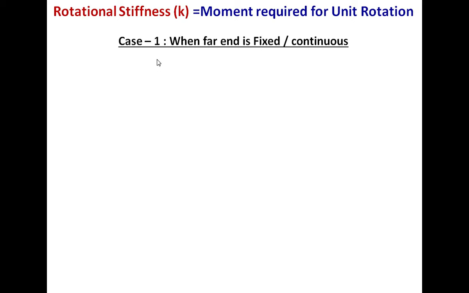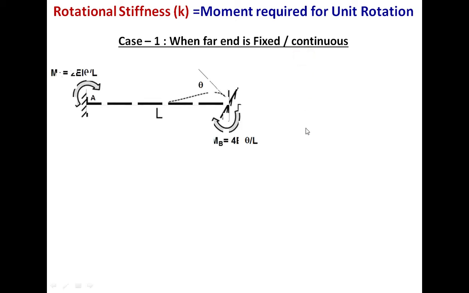Here we are considering two cases for a beam. Case 1: the other end of the beam is fixed, or it may be continuous. So let us consider beam AB, in which we are considering joint B, and we want to know how much moment is required for unit rotation. Suppose we are rotating this joint B by an amount theta. We know from the theory that we require a moment equal to 4 EI theta upon L to rotate this joint B by an amount theta.